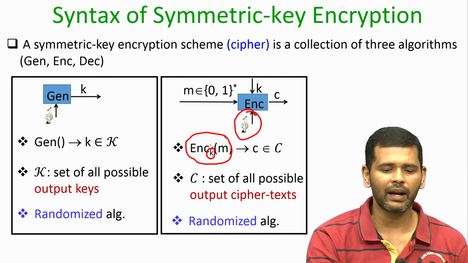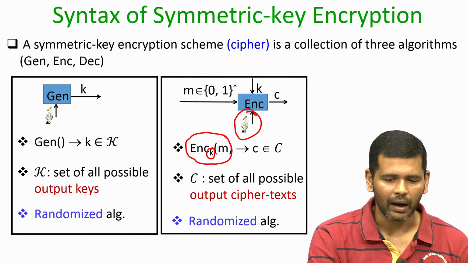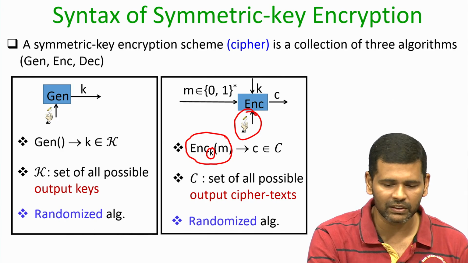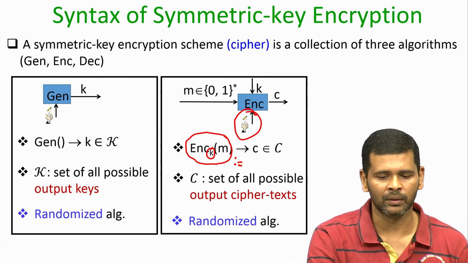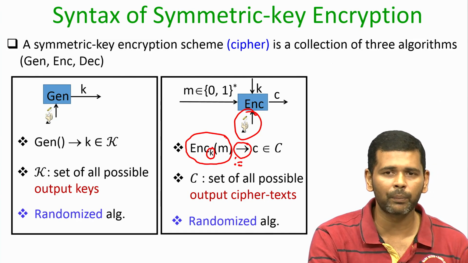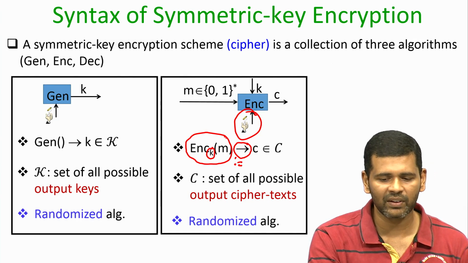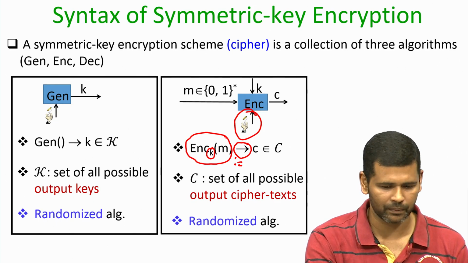So, I will say that the message m is encrypted under the key k, and since this algorithm is a randomized algorithm, I am not using the assignment operator to denote the output of this encryption algorithm. Instead, I am saying that the output of this encryption algorithm is going to be one of the possible ciphertexts from the set of all possible ciphertexts which your encryption algorithm could produce.